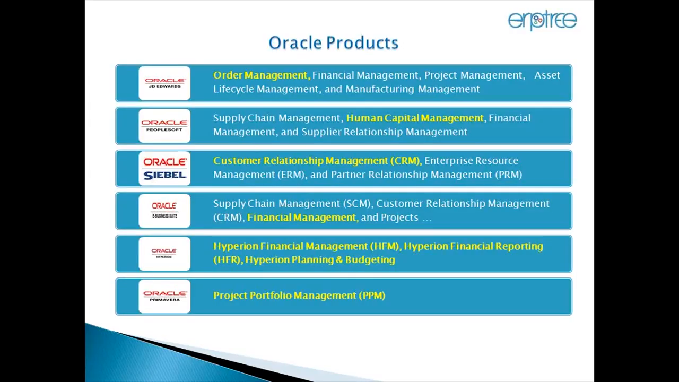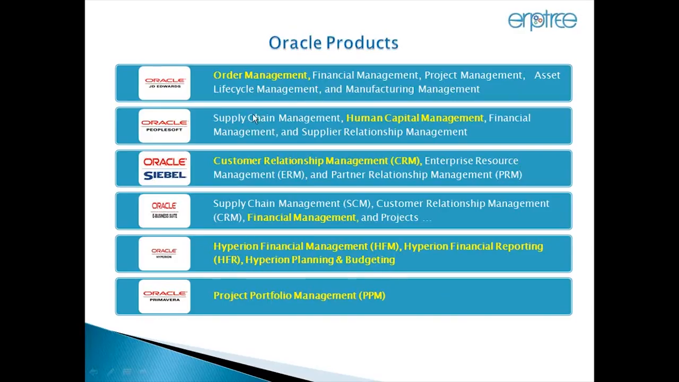So let's move to the next slide. Now all these ERP products are owned by Oracle, even including the reporting tools and other project management tools. If you look at these products, from Oracle JD Edwards, order management is a very rich solution we have. And from PeopleSoft, HCM, Human Capital Management; from Siebel, CRM; from Oracle EBS, Financial Management; from Hyperion, reporting. So these are very famous solutions. The same with Primavera Project Portfolio Management.